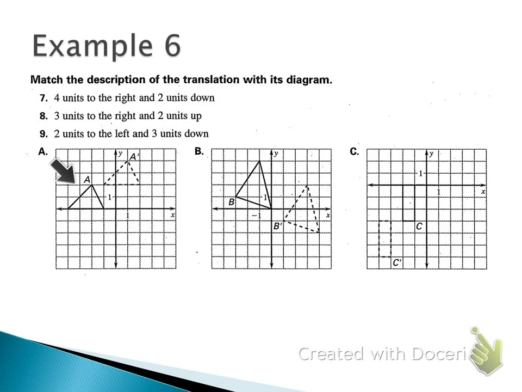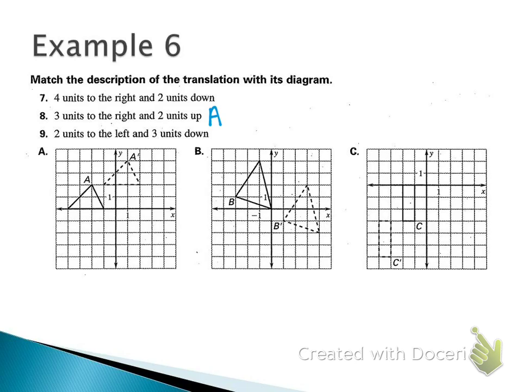So for letter A, how am I moving it? Left or right? To the right, so that eliminates number 9. To the right, how many? 3 units, which means that letter A should match up with number 8. And we could double check that. 3 units and then 2 up. Yep, that worked. Letter B, which way am I moving?